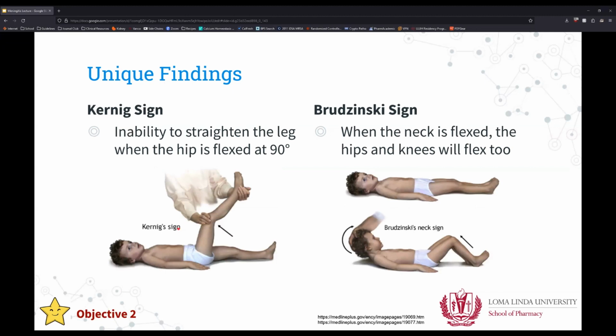All right. In meningitis, some other big signs we are looking for are the Kernig sign, which is essentially the inability to straighten the leg when the hip is flexed at 90 degrees. And the other sign is the Brudzinski sign: when the neck is flexed, as we can see here, the knees will flex too, or want to at least flex too. Both of these are part of the physical examination that the provider does upon seeing the patient.